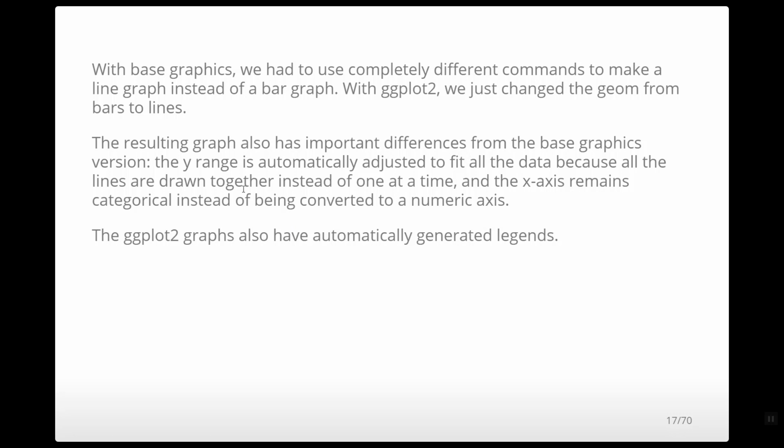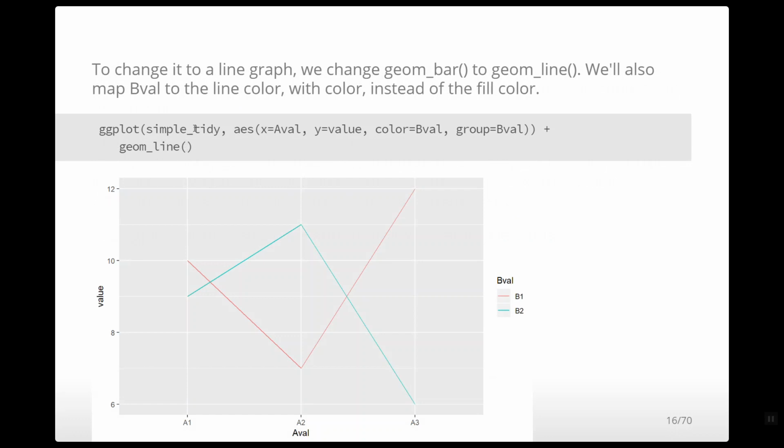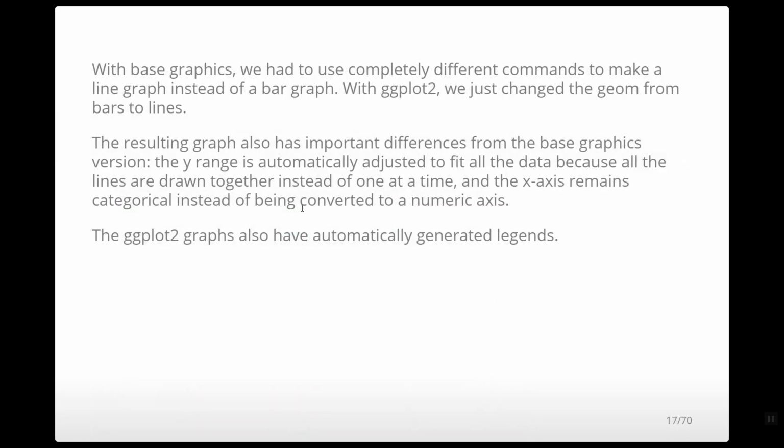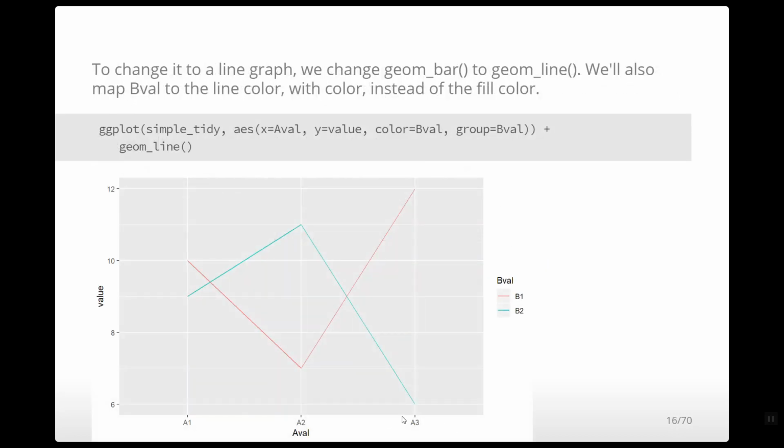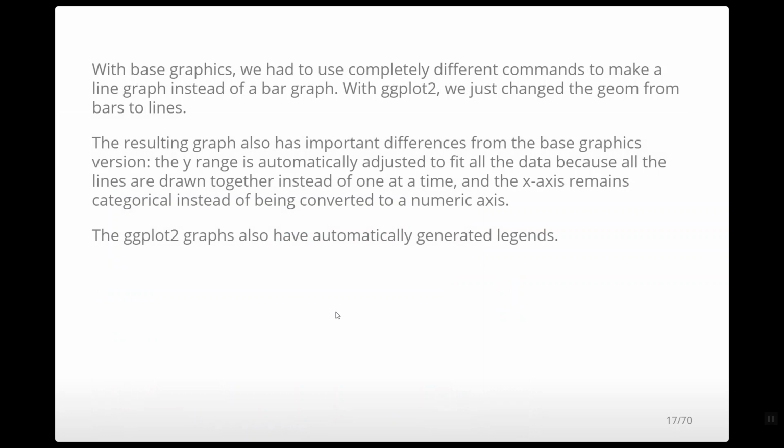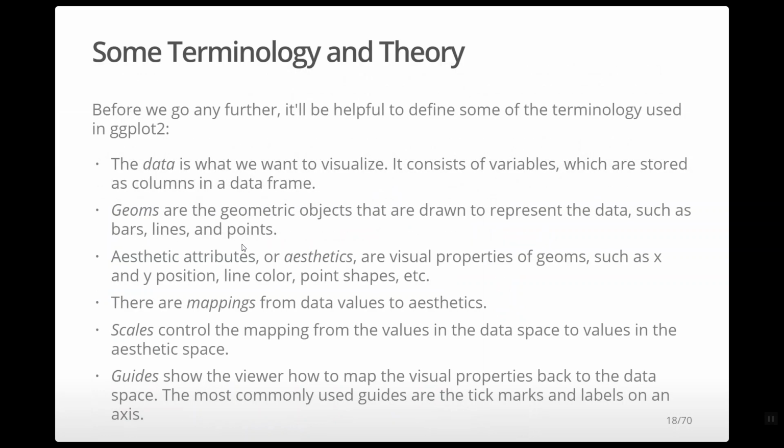We note that the Y range is automatically adjusted to fit all the data, because you give it the data up front, and so it automatically fits that. And then the x-axis remains categorical instead of being converted to a numeric thing. So it doesn't say plot 1, 1.5, 2, or things like that. It remains a categorical thing. So these are just some nice things that ggplot2 does for us.